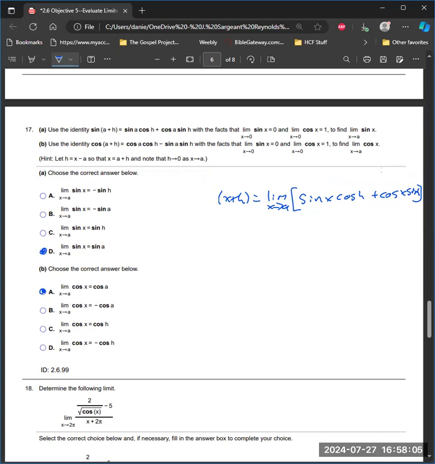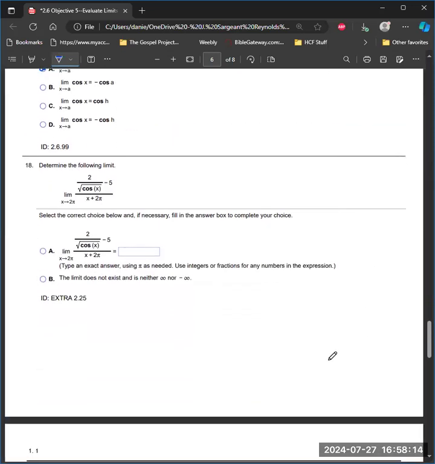We'll find some difference quotients though, and do some stuff with derivative limits of trig functions later, where we'll need to know that. Determine the following limit. As I get close to 2 pi, cosine of 2 pi is going to be 1. So this is 2 minus 5, which is negative 3 over 4 pi. Say negative, yeah, negative 3.